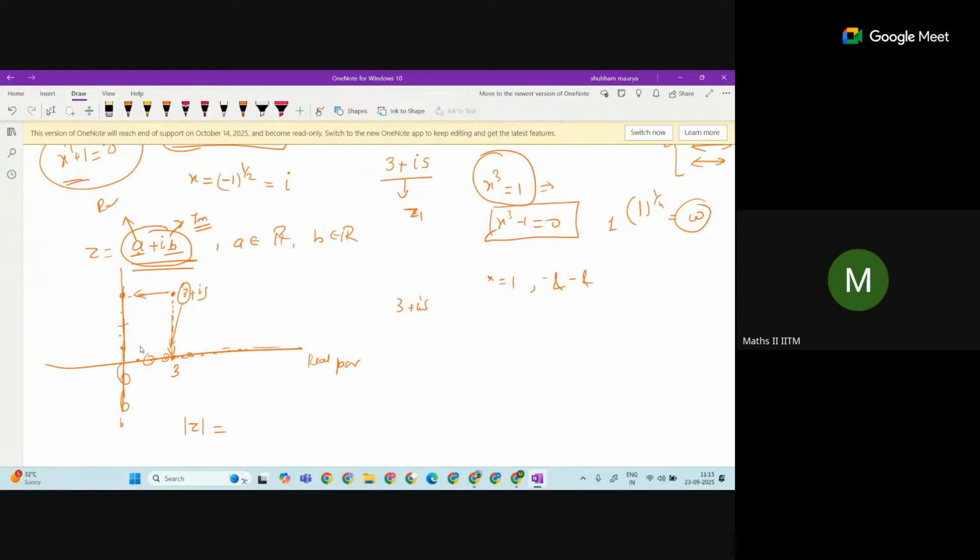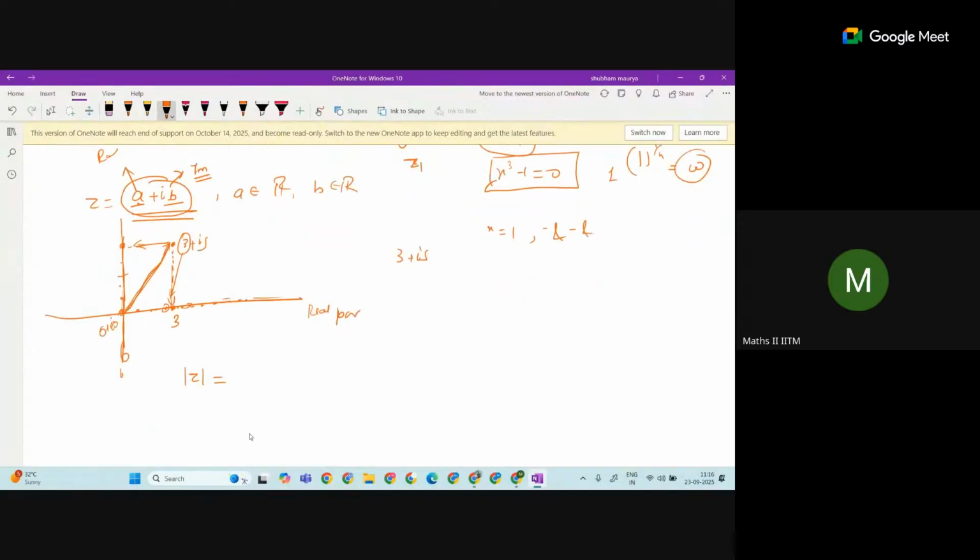The absolute value means how far this number is from the origin. This is your origin, 0 plus 0i. This is the distance, how much this is away from here. The representation is exactly how to find the distance between two points in the coordinate system. If you see the formula, it is the square root of a squared plus b squared. This is the absolute value of it, and there is a conjugate also.